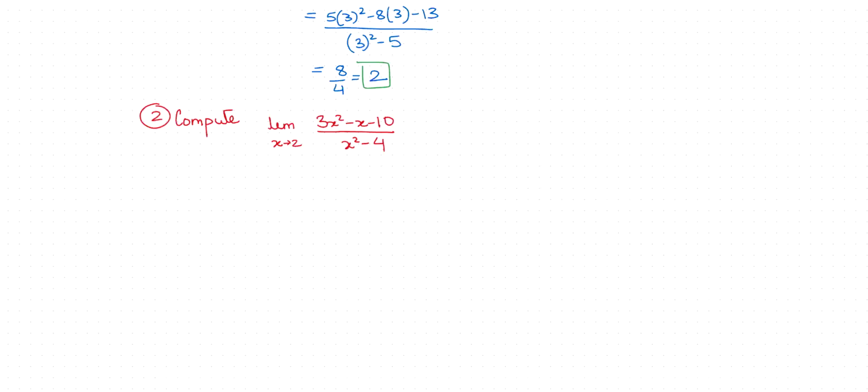This is a question given to us, and it is the limit as x tends to 2 of this function. First let's try direct substitution. As we substitute x equal to 2, we get 0 in the numerator and 0 in the denominator. It means we are getting an indeterminate form. So let's try simplifying by factoring.